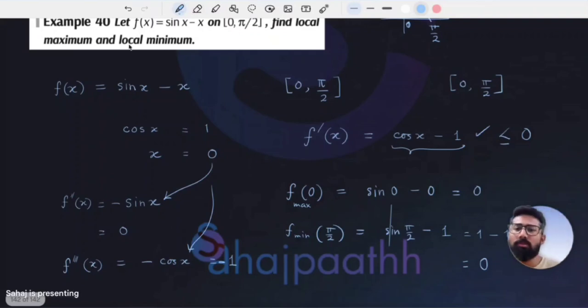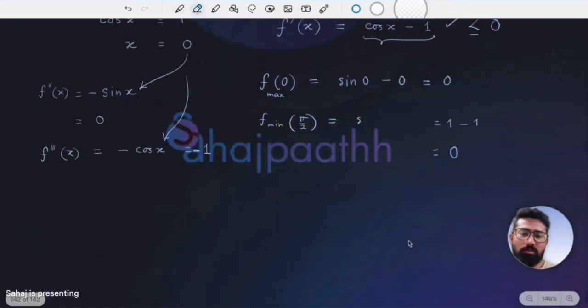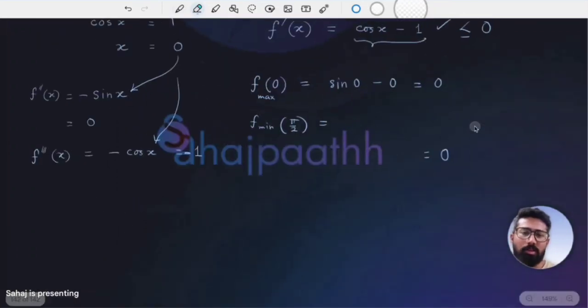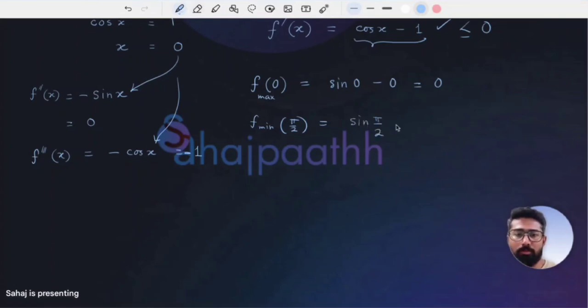Sorry, what am I doing? You have to put in pi by 2 in both values, no? Not 1 here. So the function is sine x minus x. So you put in sine pi by 2 minus pi by 2. This is 1 minus pi by 2.